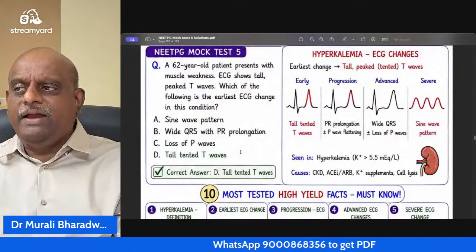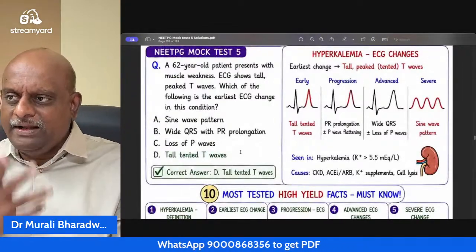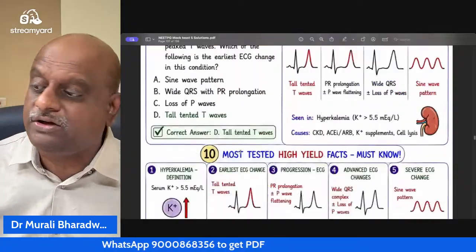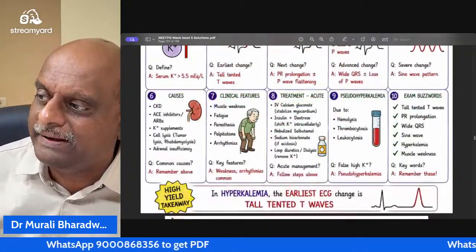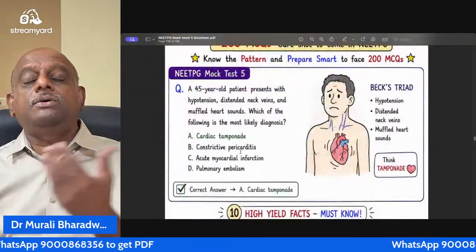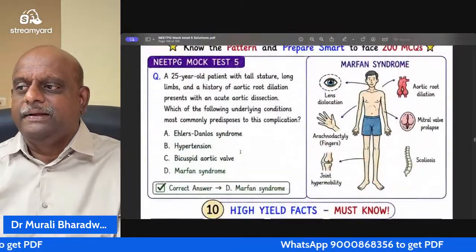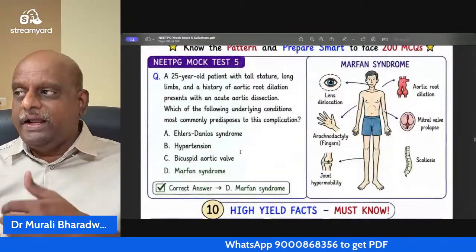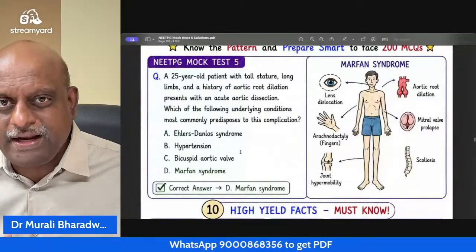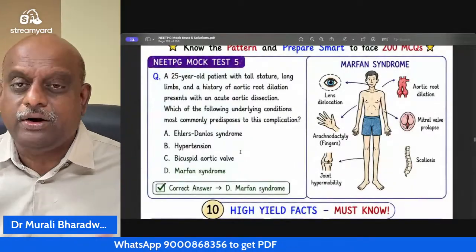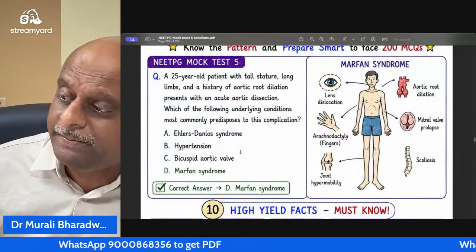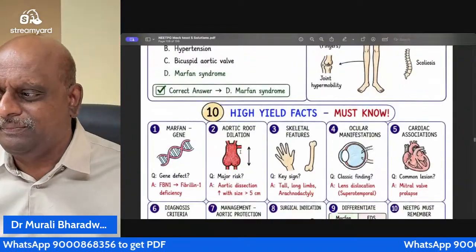Tall tented T waves is the typical ECG pattern that you see in case of hyperkalemia. Muffled heart sounds is a feature of cardiac tamponade. Aortic regurgitation, aortic dissection, they are all the features which are predisposed by Marfan syndrome.